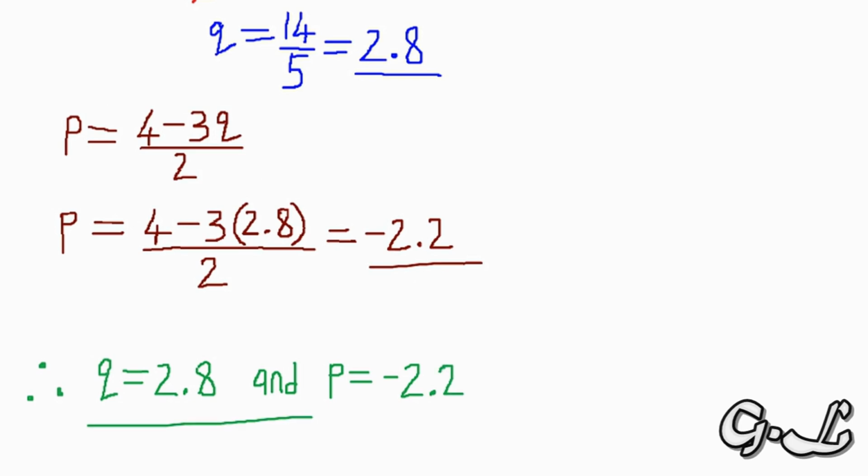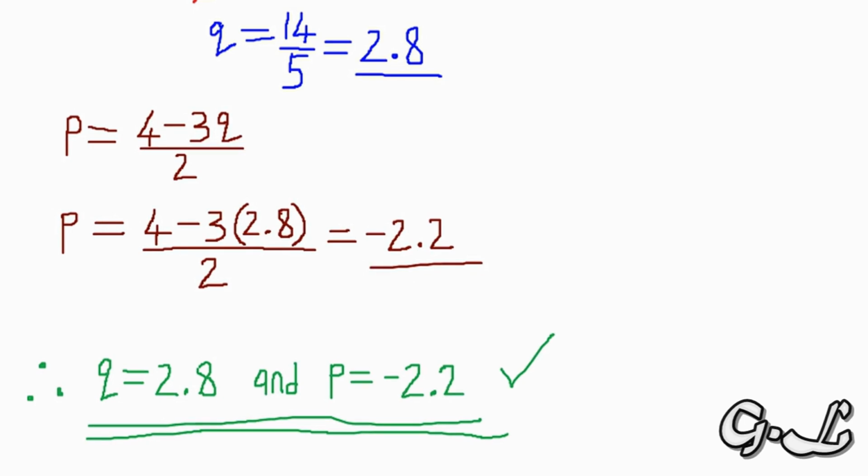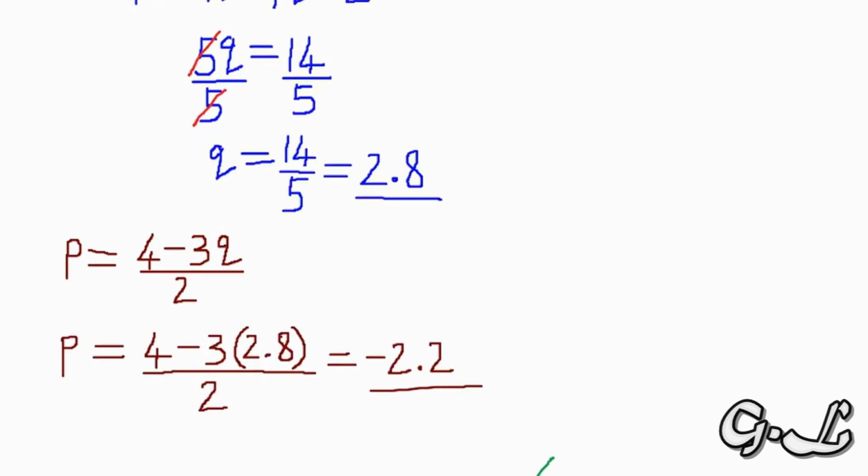So this is how you easily score marks in the exam. Q is equal to 2.8 and P is equal to negative 2.2. This is how you find the value of P and of Q. I hope you have gotten the concepts. So this is how it is.